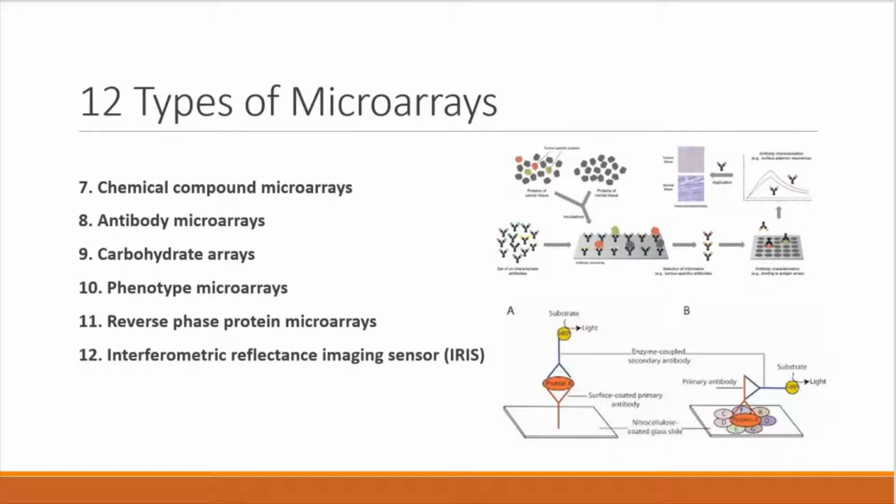You have antibody microarrays, which are used for detecting antigens. Carbohydrate microarrays analyze proteins that bind to certain carbohydrates, and this is mostly used for allergen recognition in the human body. Phenotype microarrays measure phenotypic reactions of cells in response to a changing environment. This is mainly used in drug development. Reverse phase protein microarrays are mostly used in clinical trials. This detects altered proteins as they relate to diseases.